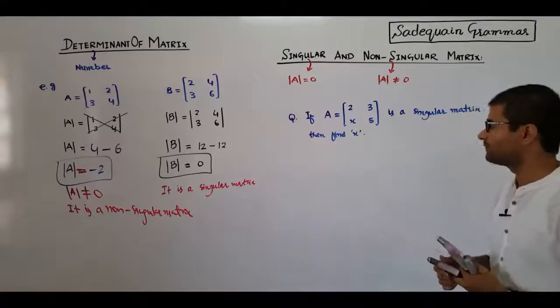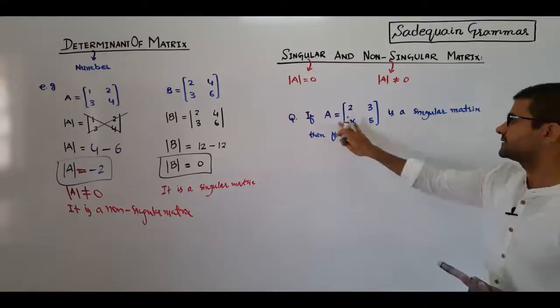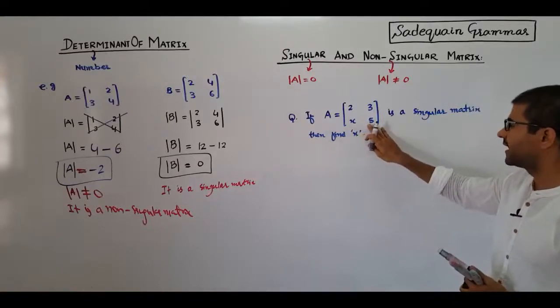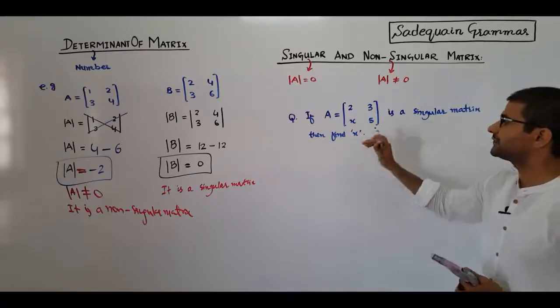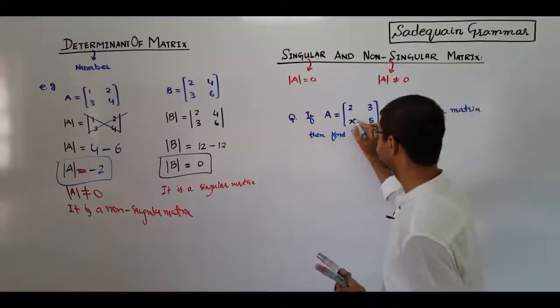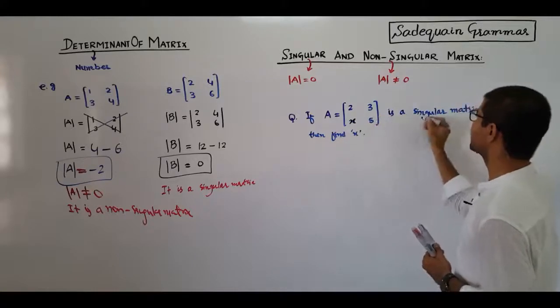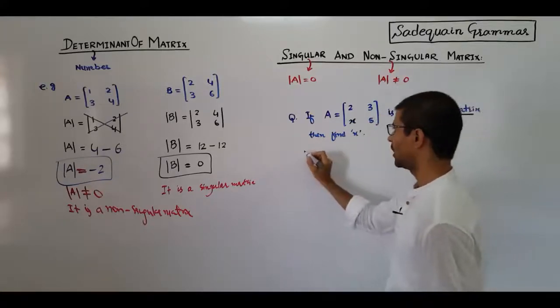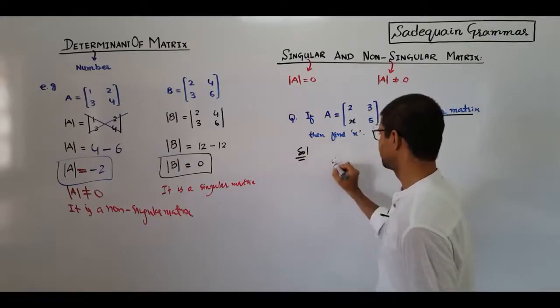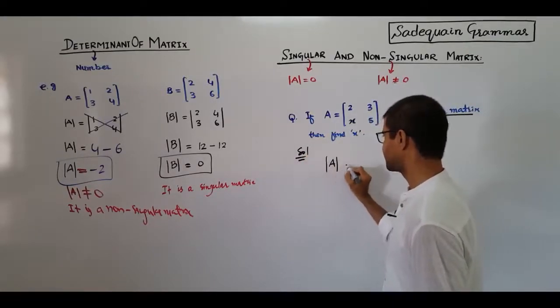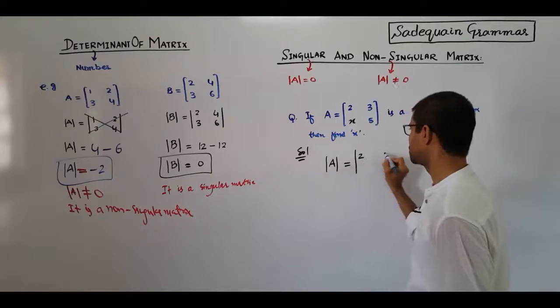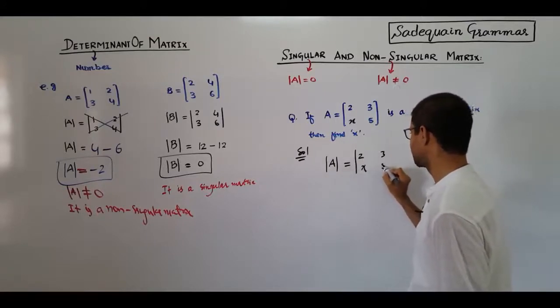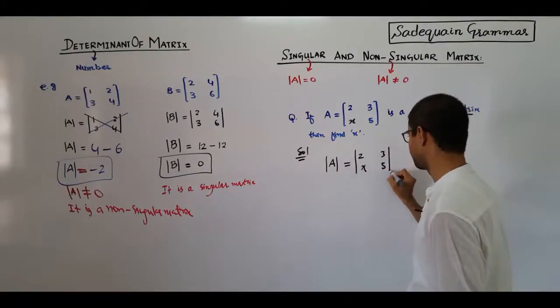Now we have the next question. If A is equal to [2 3; x 5] is a singular matrix, find x. Since this is a singular matrix, it means its determinant is 0. So how can we solve this? First form the determinant 2, 3, x, and 5.